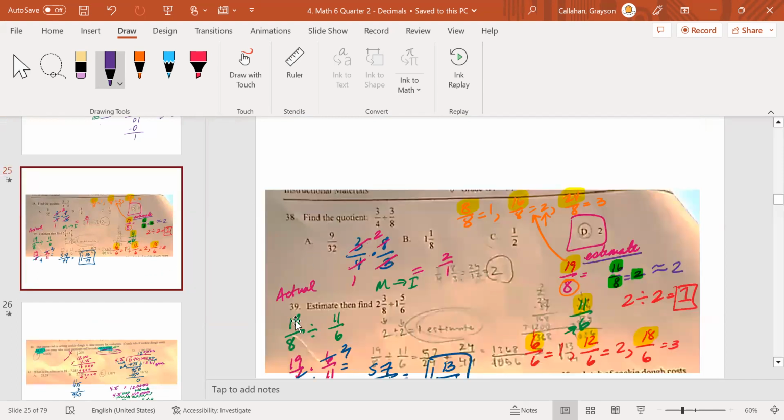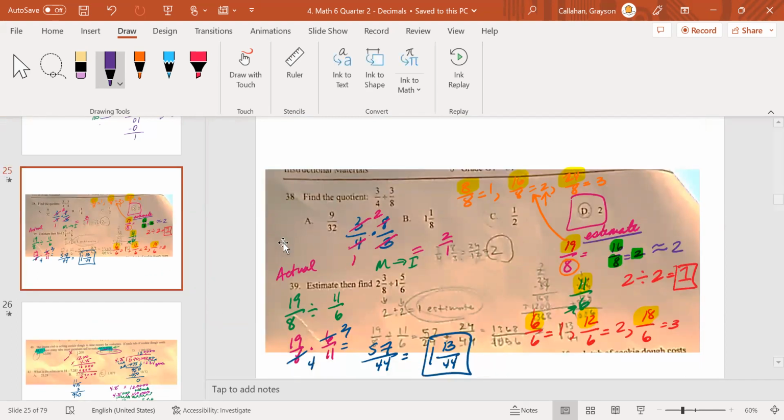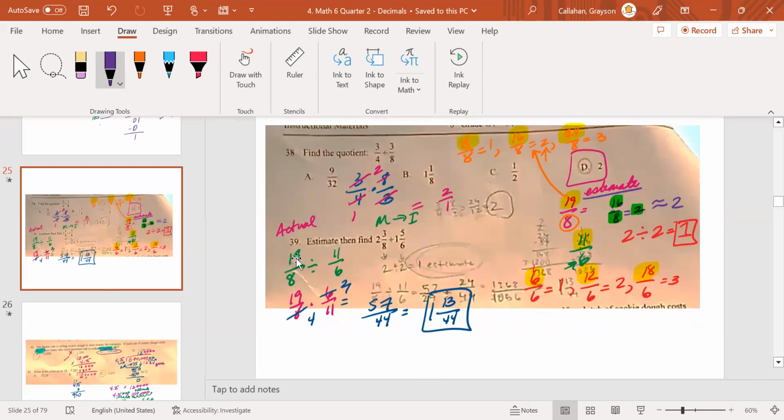All right, so now let's go on to the next number. Do you have any questions on 38, 39? You sure? Are they real world situations? No, they're finding the quotient and estimate. Let's do 39. Okay, the estimation one.